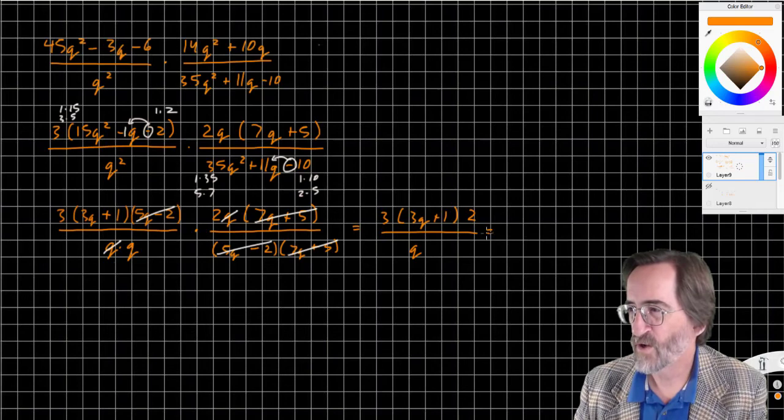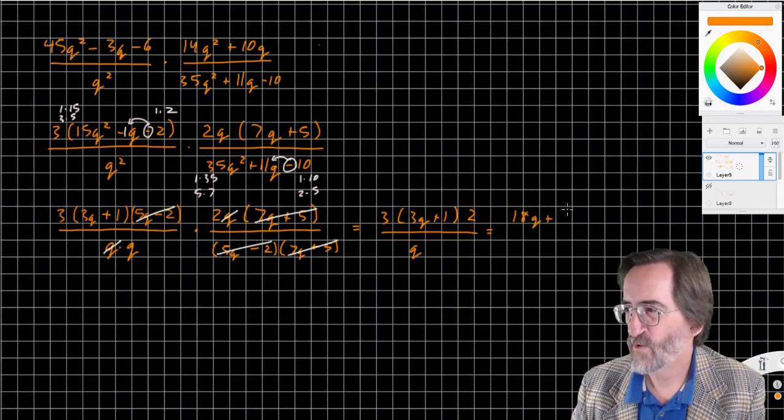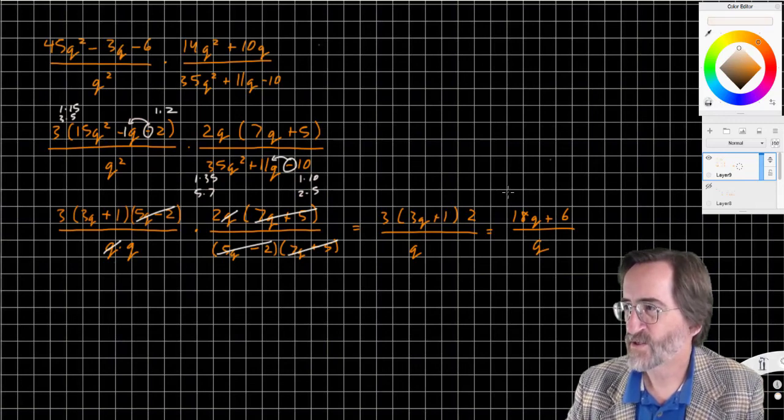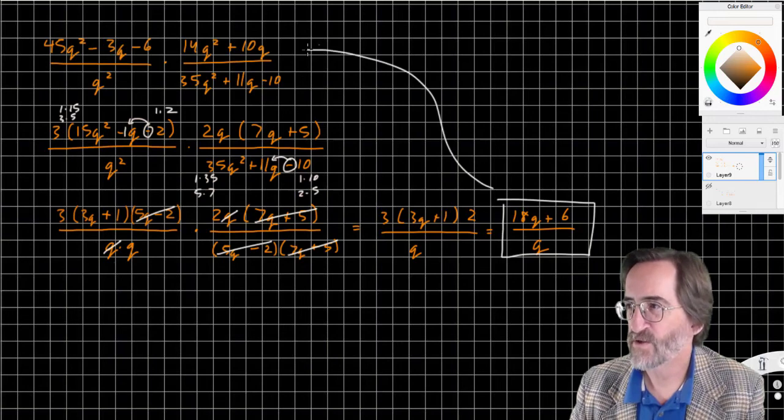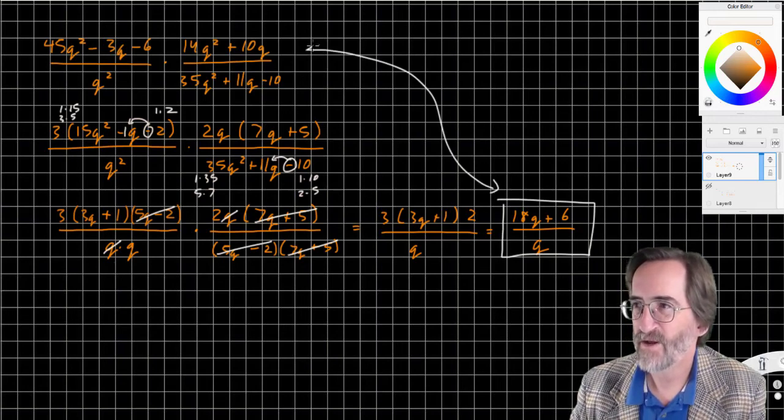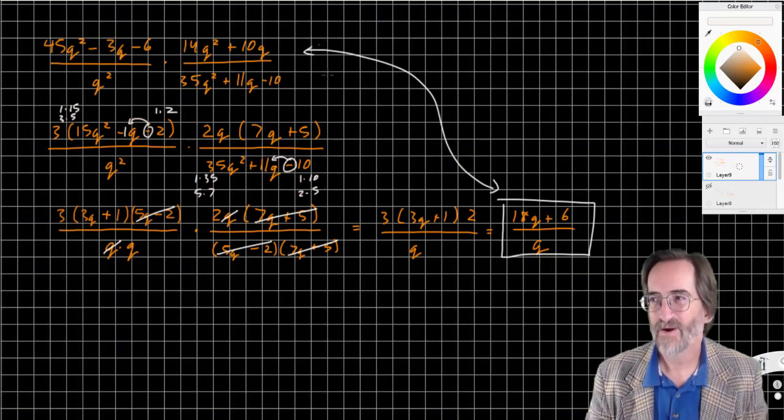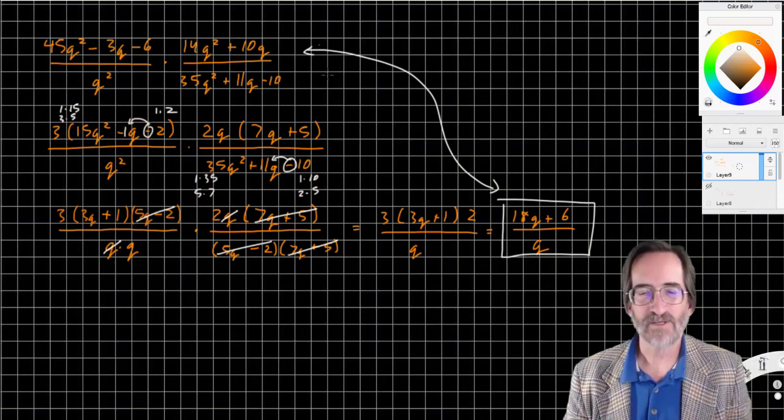All right, so here we go. We can multiply the top. 3 times 2 is 6. 6 times 3 is 18q. 6 times 1 is 6 over q. And that is it. That is the original function simplified. All right, and it is quite a bit simpler than it was before.